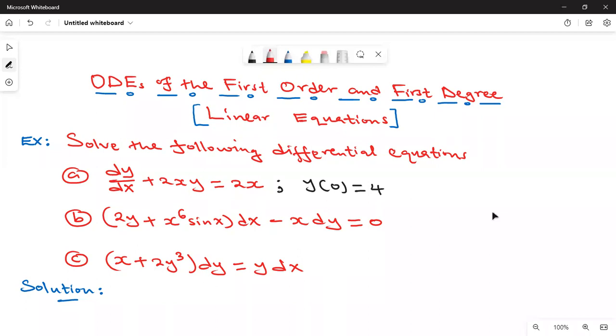Today we are going to look at ODEs of the first order and first degree, and in particular we are going to look at how to solve linear ODEs.